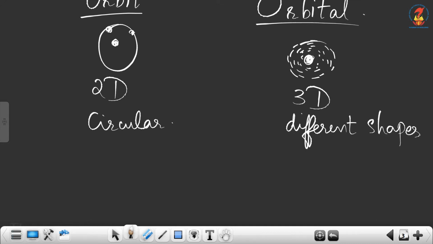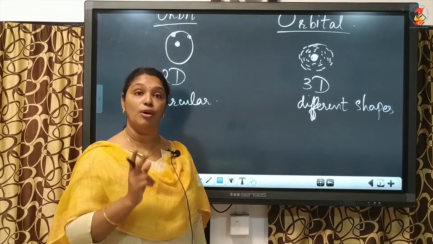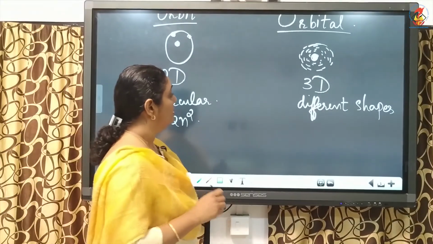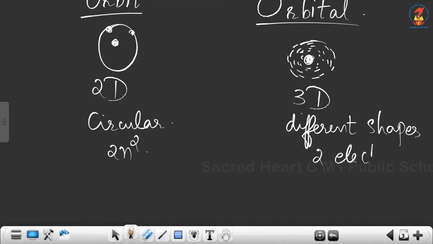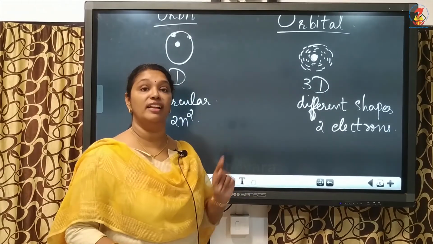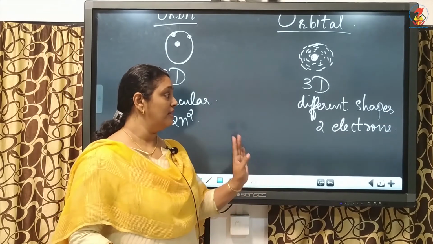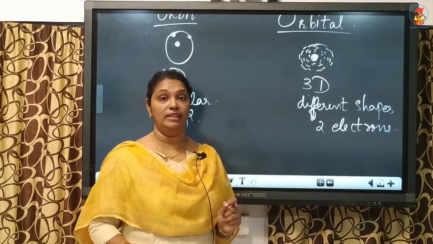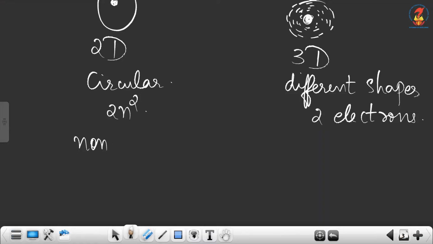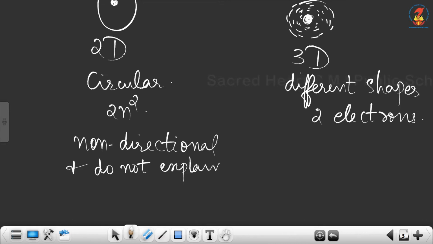The fourth difference is that the maximum number of electrons that can be placed in an orbit can be obtained from the formula 2n squared, and an orbital can accommodate only 2 electrons. So, the orbit can accommodate 2n squared electrons, where n is the number of the orbit, n equal to 1, 2, 3, etc. Whereas the maximum number of electrons that an orbital can accommodate is only 2. The next difference is that orbits are non-directional in nature, and they do not explain the shape of molecules.